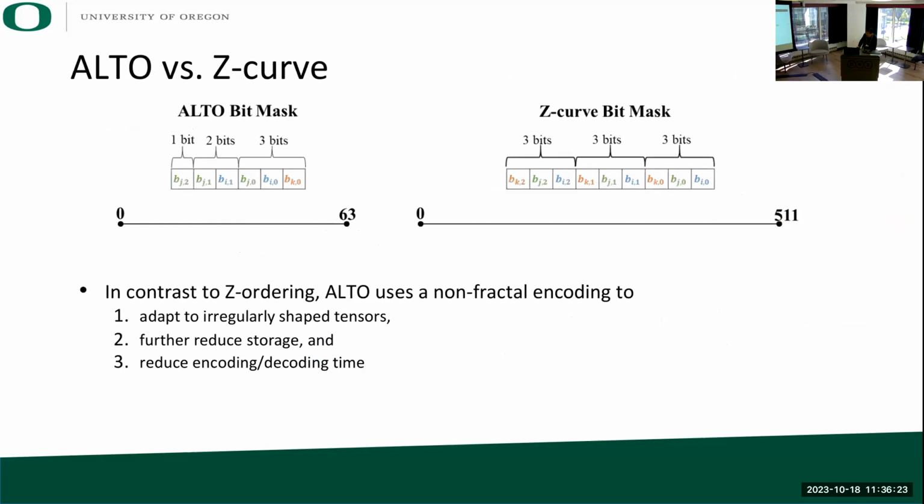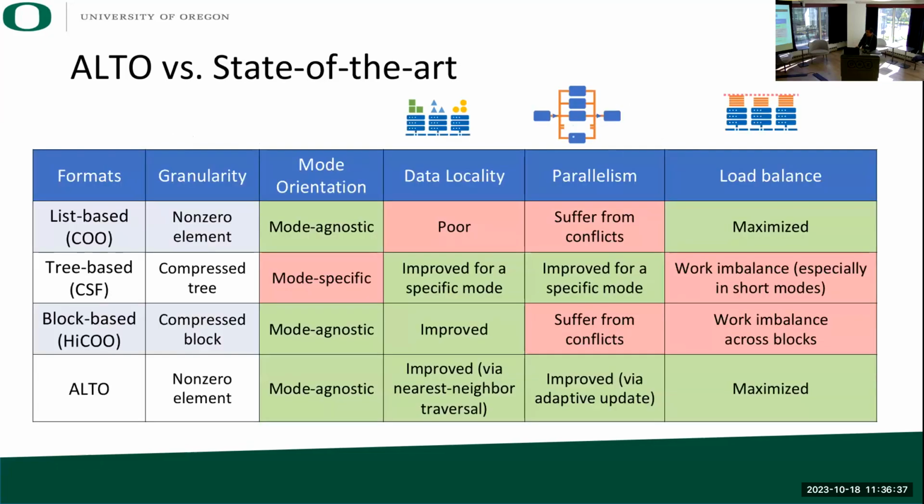One thing that I do want to point out is that it is different from Z curve because we can actually adapt to irregularly shaped tensors, which further reduces storage, which further reduces the cost of doing the encoding and decoding. So that's where we differ with the Z curve. So we have satisfied all the different properties, and so we can hit the sweet spots on every specific property that we're optimizing for.